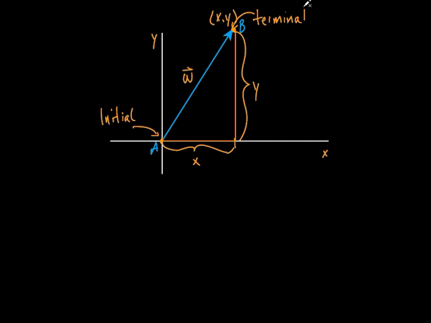Let me see if I missed anything else. And yeah, we say this whole thing is in standard position because it's on a coordinate plane. The initial point is at the origin, and then it goes in a certain direction. There's the terminal point, so we call that standard form.